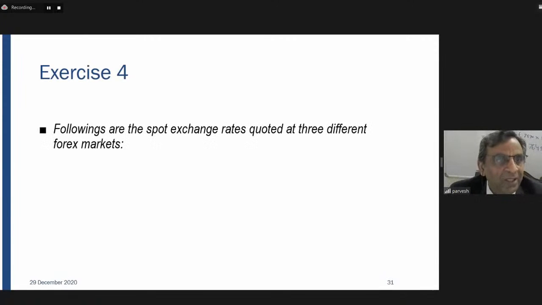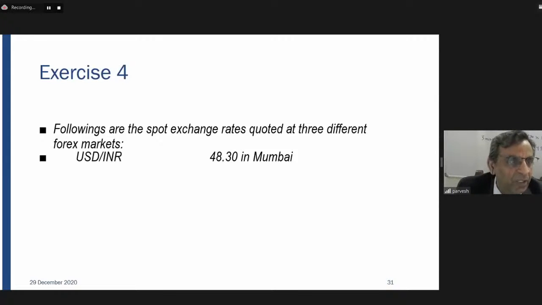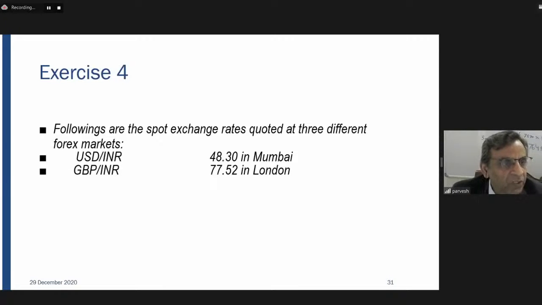Following are the spot exchange rates quoted at 3 different forex markets. So this is a pretty interesting question. USD INR rate is 48.3 in Mumbai. Of course, this is a little older rate. So when the US dollar was equal to 48 rupees 30 paisa in Mumbai, the Great Britain pound versus the Indian rupee is 77.52 in London, and Great Britain pound versus US dollar is 1.6231 in New York. So these 3 rates are given to you.